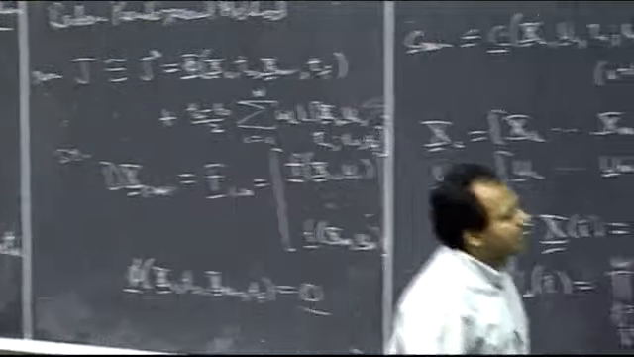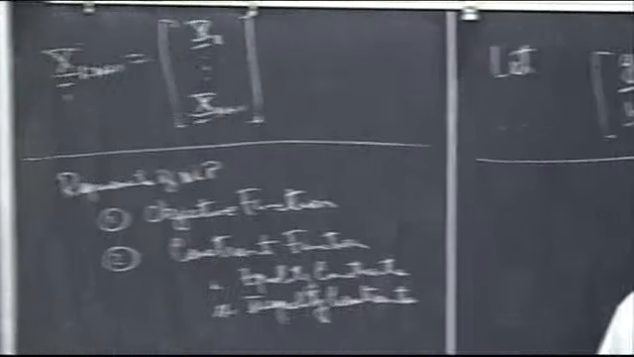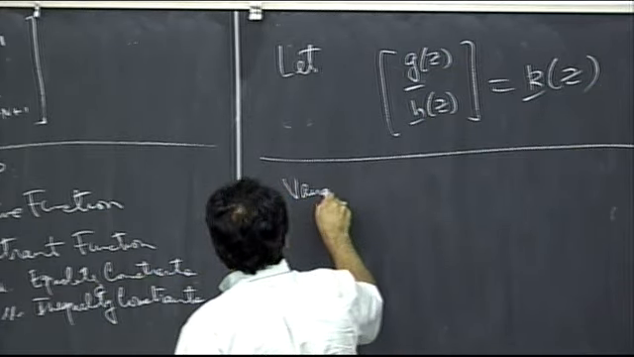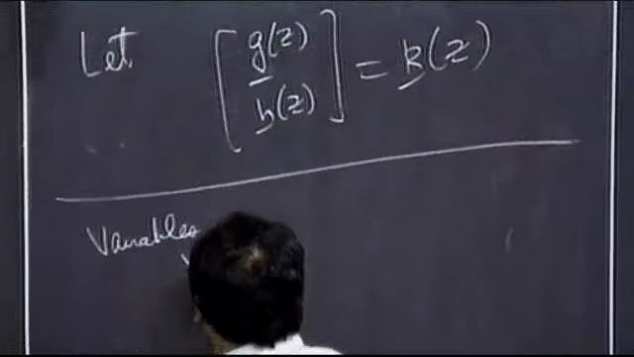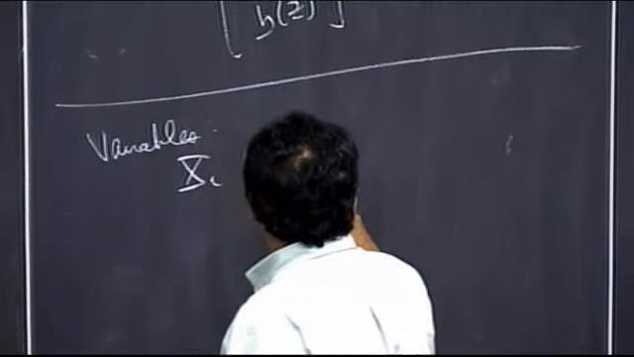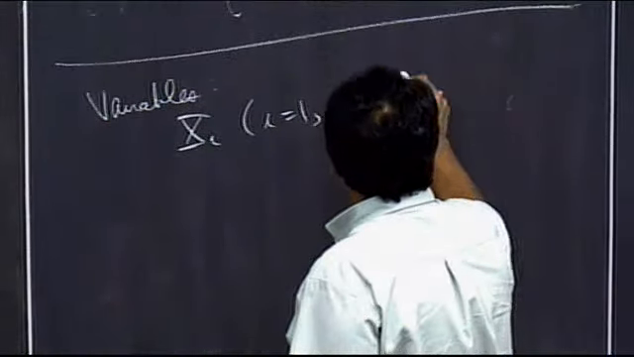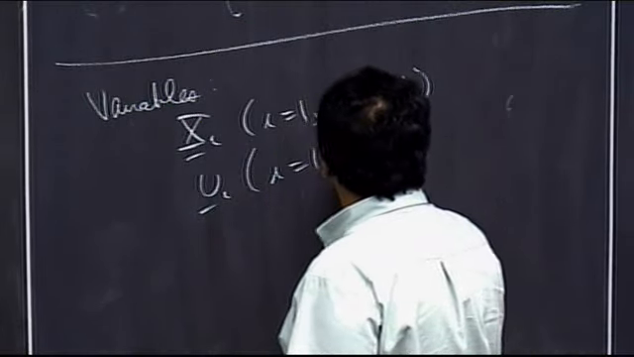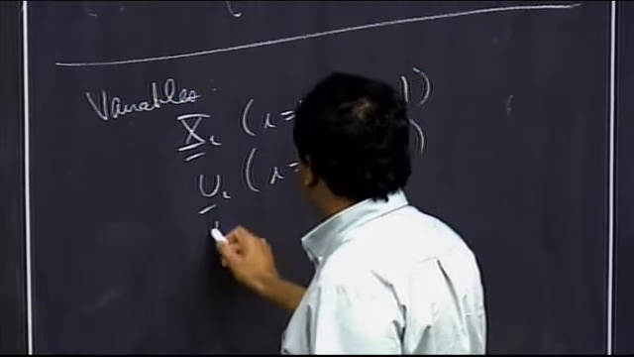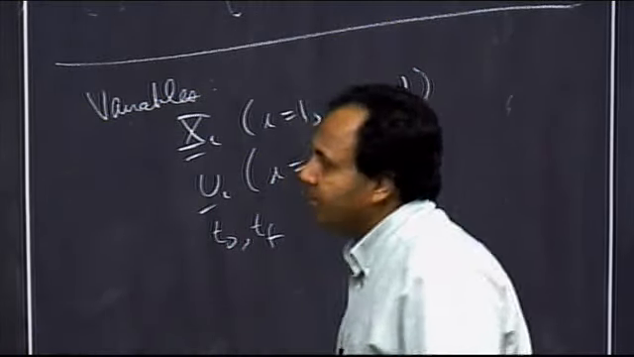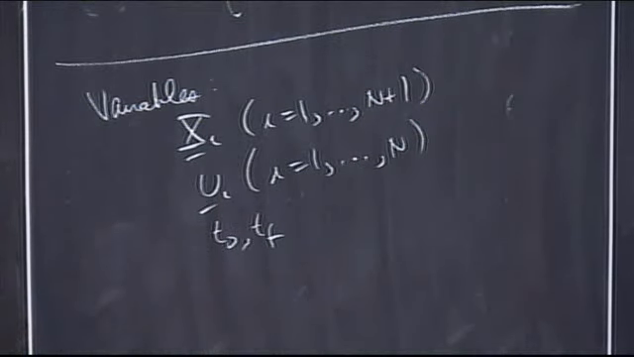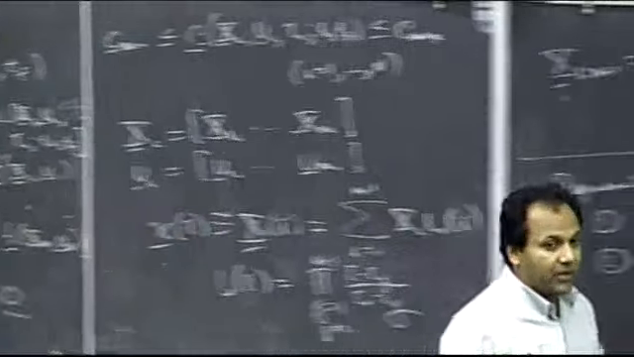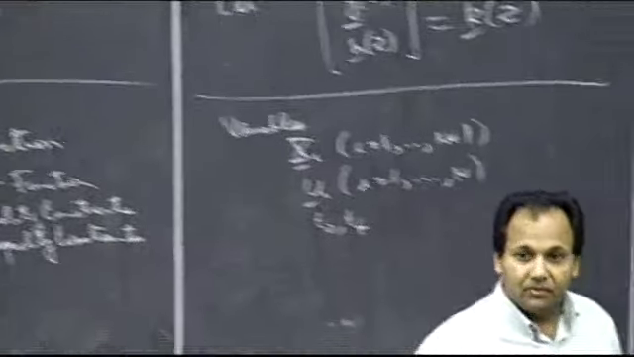The way we start is this: if you look at the functions, you'll see that I have the state. So what are the variables? The variables are xi, where i goes from 1 to n plus 1. I've got ui, where i goes from 1 up to n. And then I have t0 and tf, because they're also variables in my NLP, since both t0 and tf may be free. I may have a free final time, I may have a free initial time.